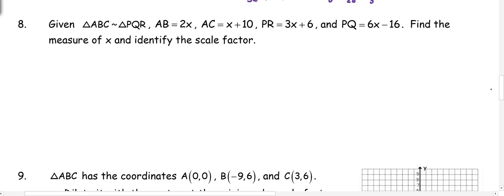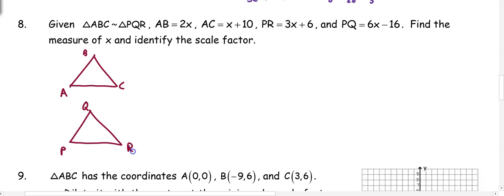Number 8, given that triangle ABC is similar to triangle PQR, AB is 2x, AC is x plus 10, PR is 3x plus 6, and PQ is 6x minus 16. Find the measure of x and identify the scale factor. So we're going to draw two triangles. So we have triangle ABC, and we have triangle PQR. So AB is 2x, AC is x plus 10, PR is 3x plus 6, and PQ is 6x minus 16.